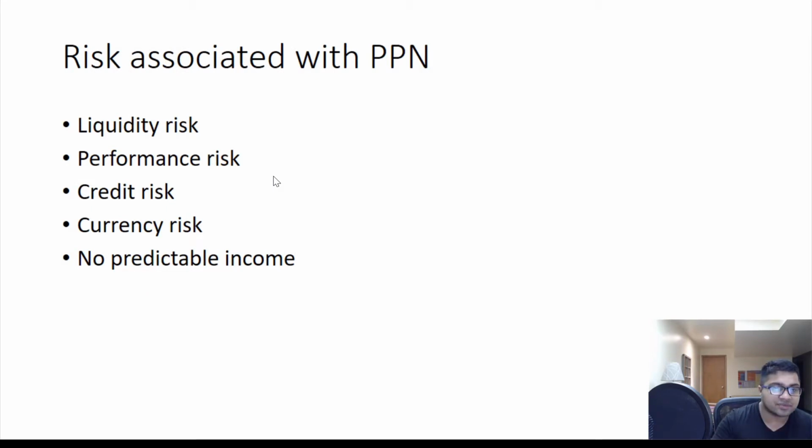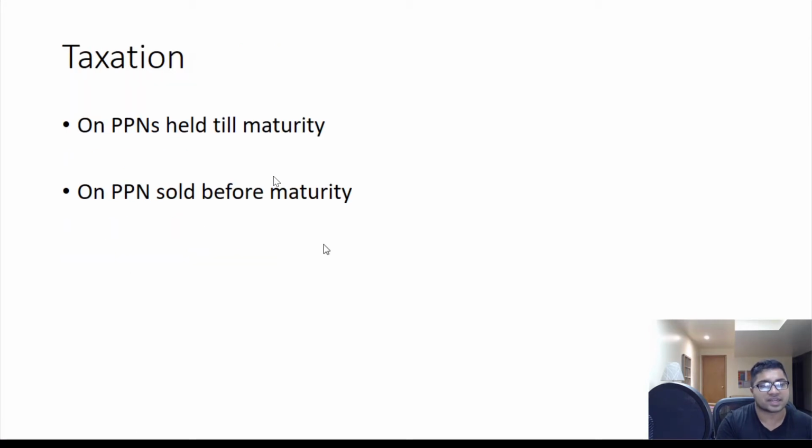Now, risks associated with PPN. There can be different types of risk. There is liquidity risk: PPNs do trade in the secondary market, but sometimes they may not be liquid. There can be performance risk: you don't get 100% of what the index has performed, you get only a part of it. There can be credit risk: the bank that is issuing the PPN may default. There can be currency risk if they invest in some foreign index, and there is no predictable return because returns are based on something that is fluctuating.